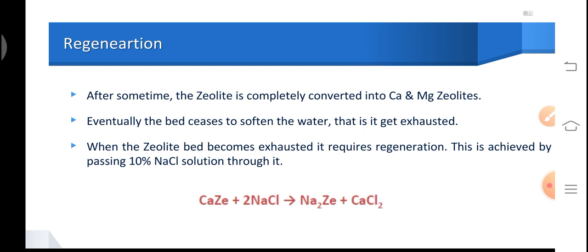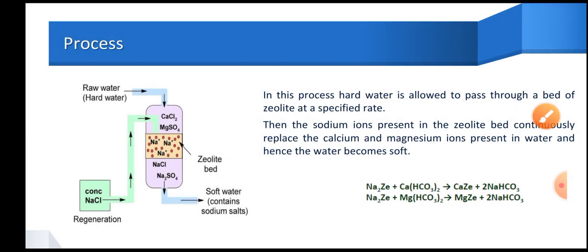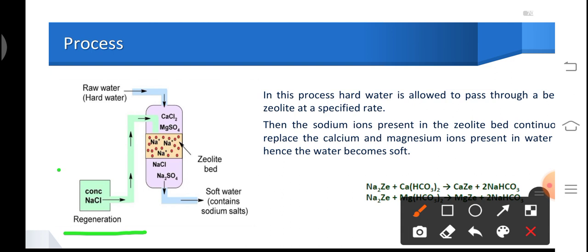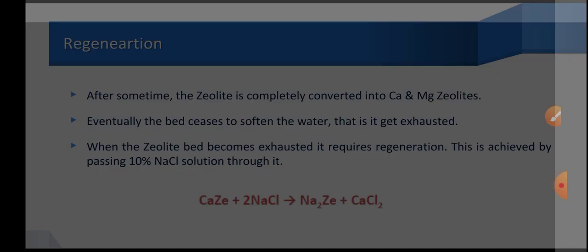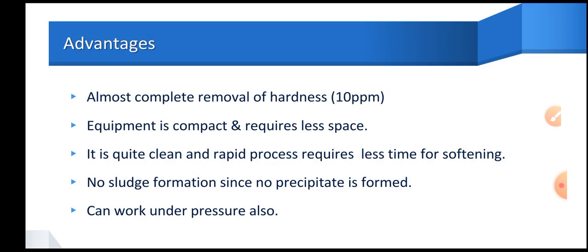We can also use NaNO3 or KCl or KNO3 etc. instead of NaCl. But why is NaCl mostly used? This is because of its low cost, and the products of the regeneration process, that is calcium chloride and magnesium chloride, are highly soluble and can be easily rinsed out from the zeolite bed. So here you can easily see why this NaCl is attached here. It is attached for the regeneration process. Overall, when we do the regeneration process, the supply of raw water is stopped. So this is all about the zeolite process.